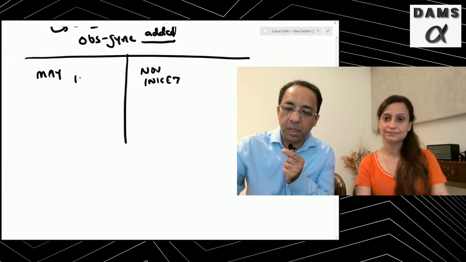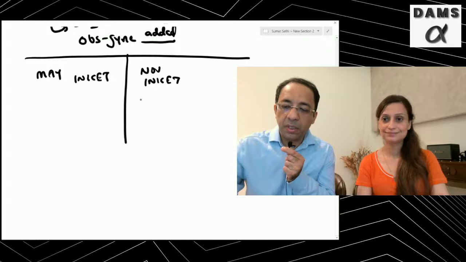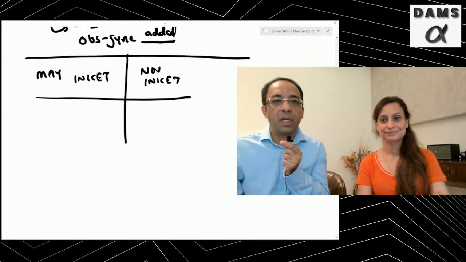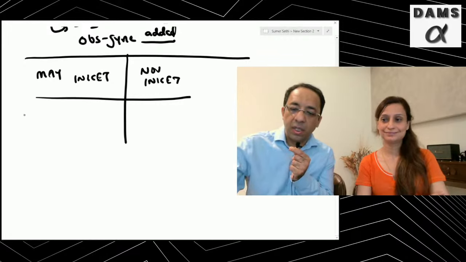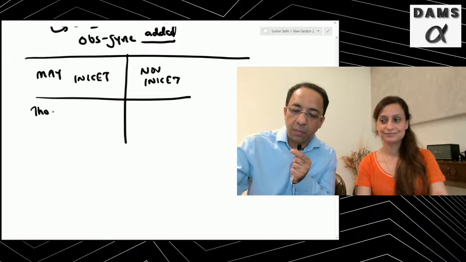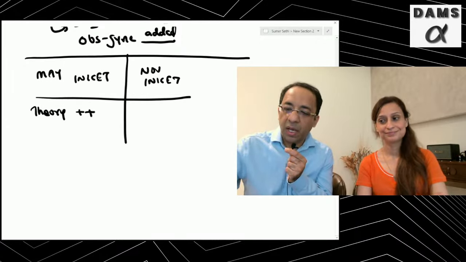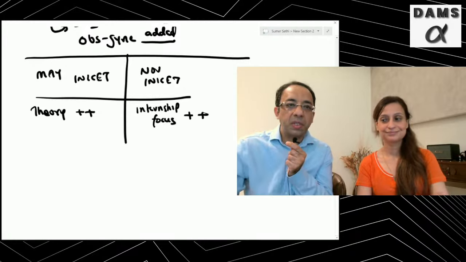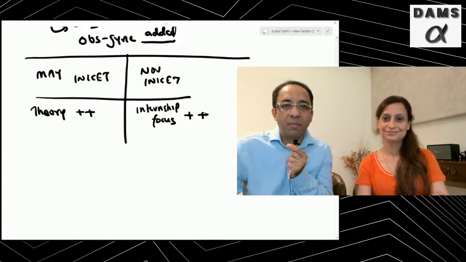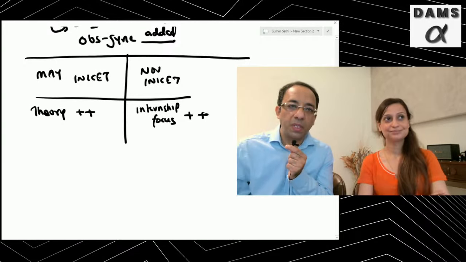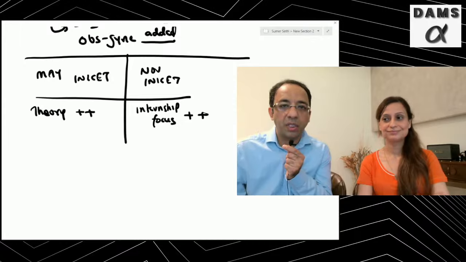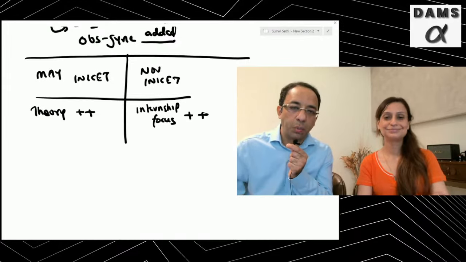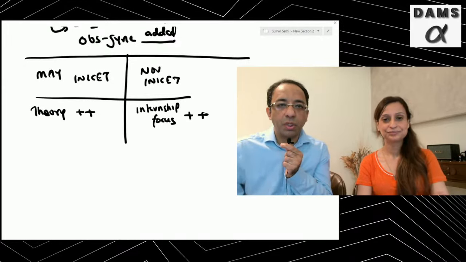November INI-CET, May INI-CET. It is a tradition in AIIMS from the last 15-20 years that the May paper is a little bit more theory intensive, and November INI-CET has more internship focus on it. This is the tradition in AIIMS. In the November exam, they might put some questions on basic surgical devices like Foley's catheter, Ryle's tube, chest tube, and general surgery procedures, sutures.